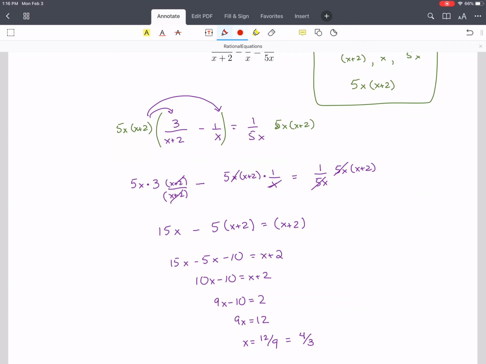So again, my steps were to add 10, add 10. Here I was subtracting x, and then dividing by 9.